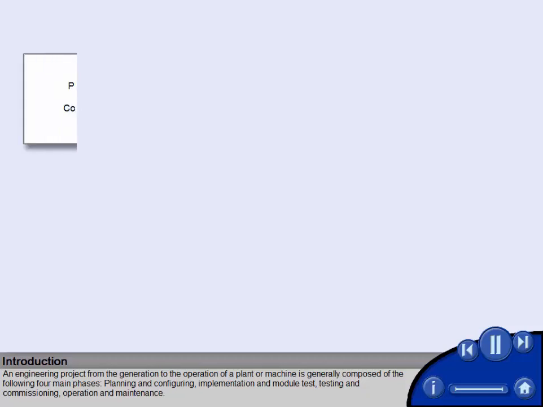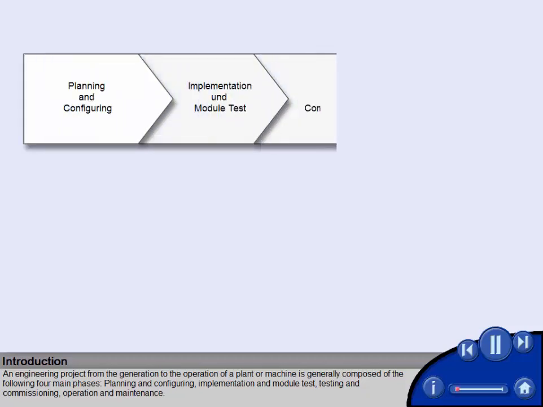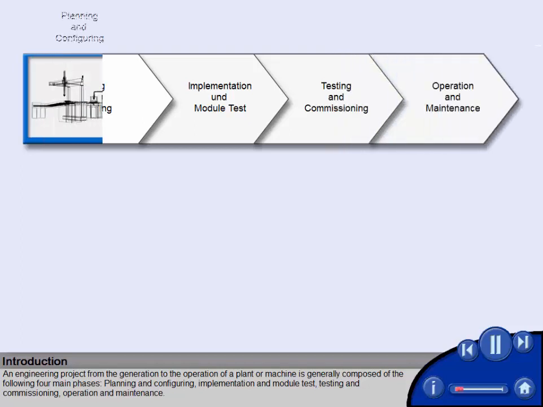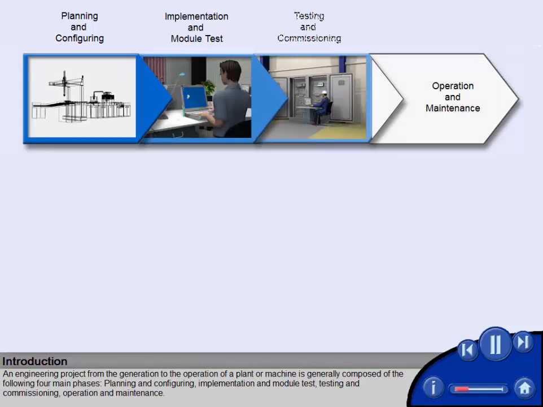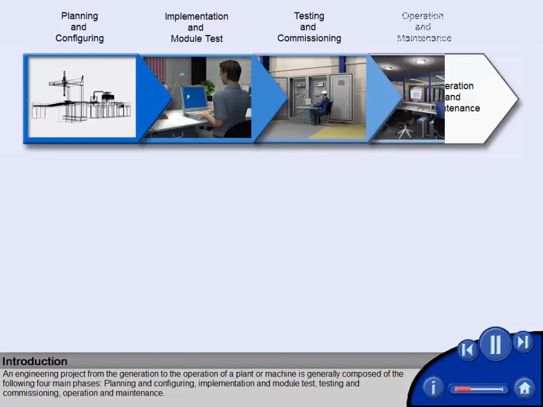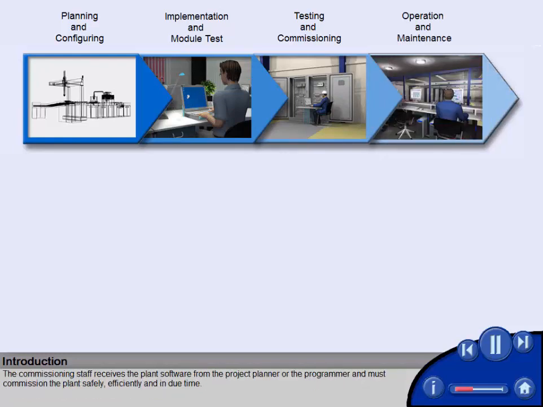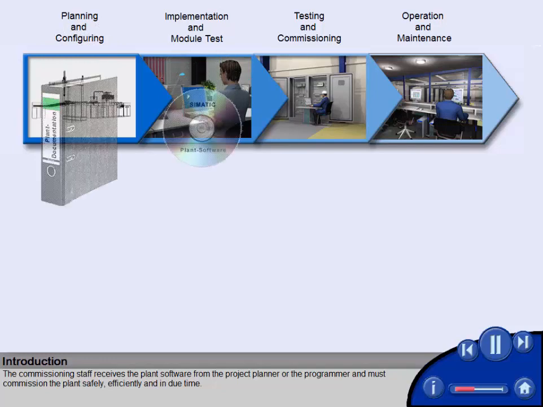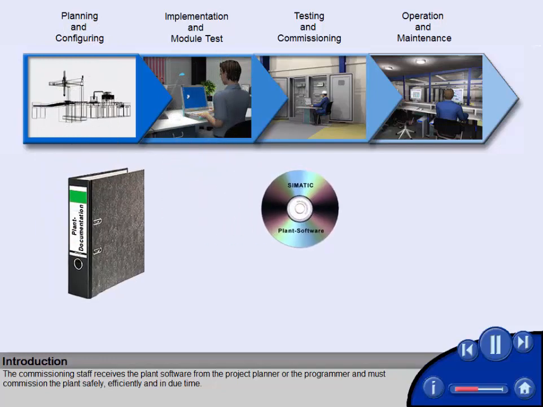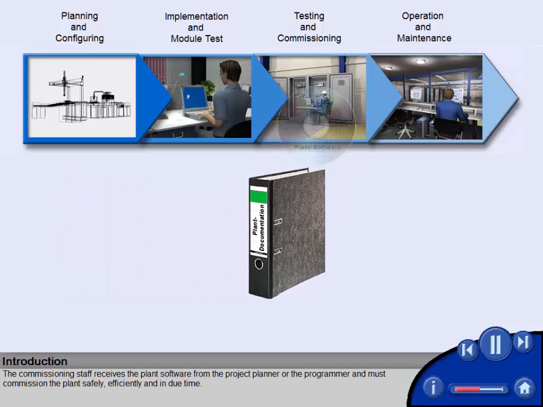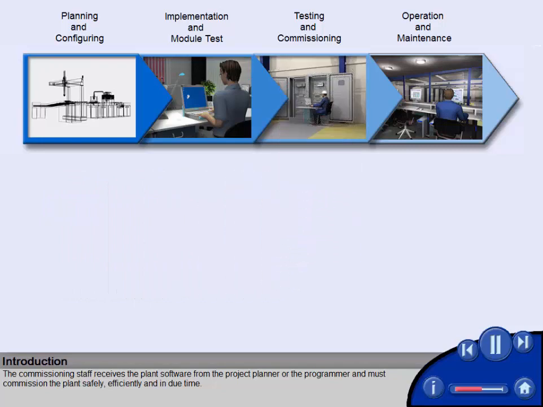An engineering project, from the generation to the operation of a plant or machine, is generally composed of the following four main phases: planning and configuring, implementation and module test, testing and commissioning, operation and maintenance. The commissioning staff receives the plant software from the project planner or the programmer and must commission the plant safely, efficiently, and in due time.